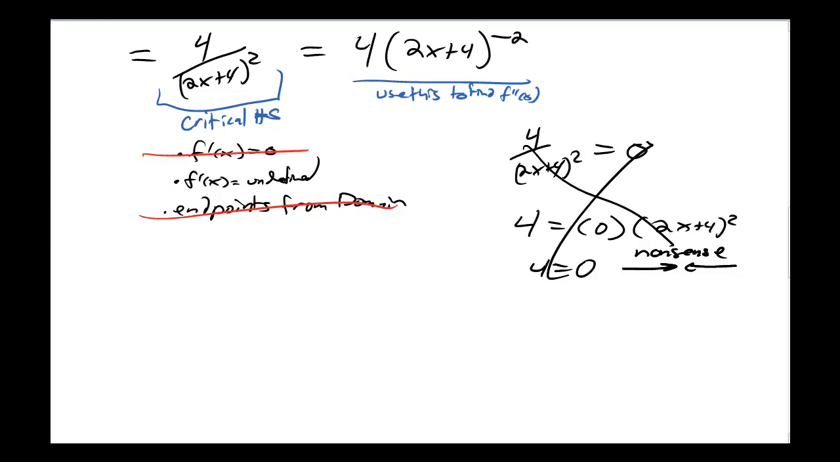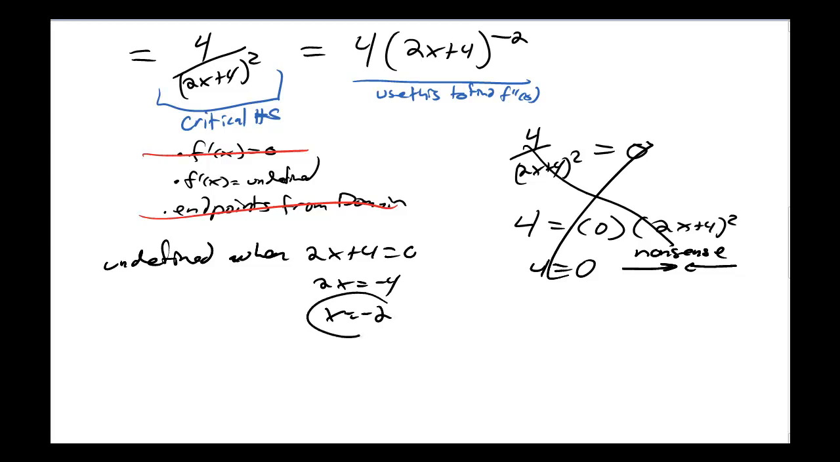I'm not getting any place where my first derivative is equal to 0. If I'm going to get any critical numbers, it's going to have to be where the first derivative is undefined. The first derivative is undefined when I'm dividing by 0. So undefined happens when 2x plus 4 equals 0, which means 2x equals negative 4, which means x equals negative 2.